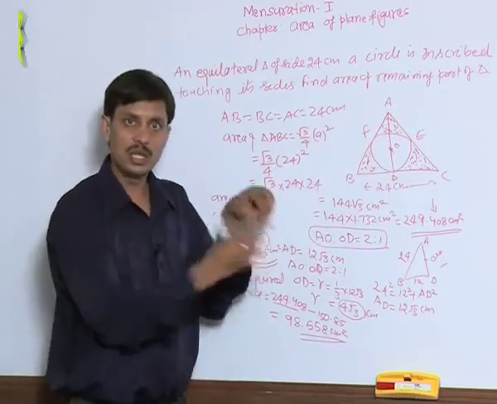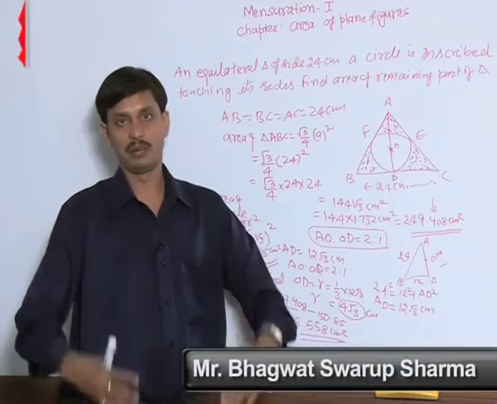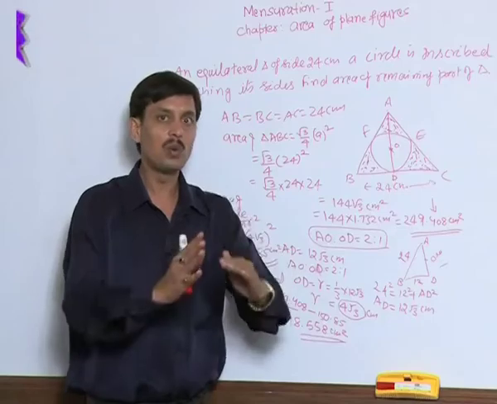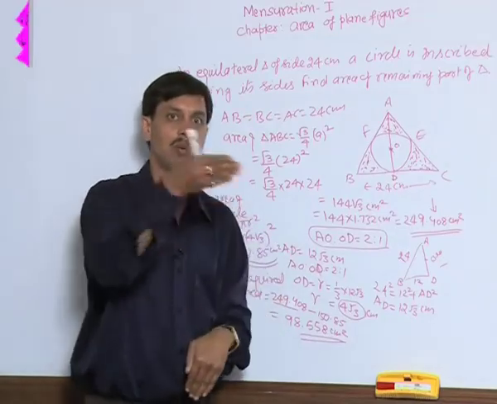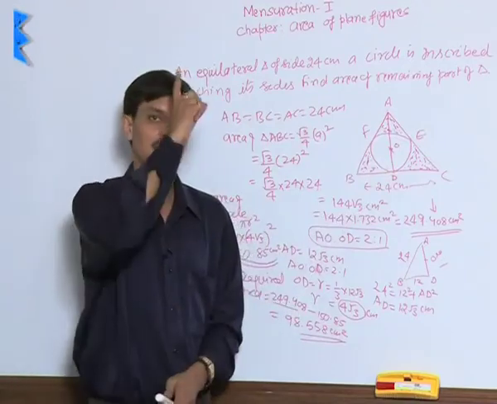So you can observe from this example, and the examples I have discussed with you for this chapter of mensuration, how one unit is related to another, how class 10th is related to class 9th, as I have used here the centroid concept which is discussed in class 9.